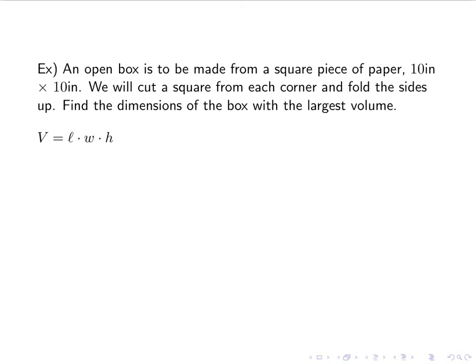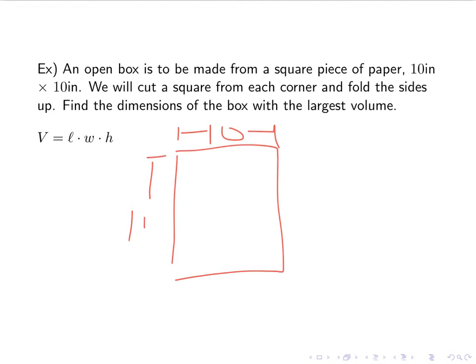So I know volume, again, is length by width by height. And then I've got to figure out how I'm going to put things in for L, W, and H because I can't differentiate it the way that it is. So I have a square piece of paper, and it is 10 by 10. Whenever it's something geometric, you should always try to draw it out. Then we're going to cut a square from each corner.